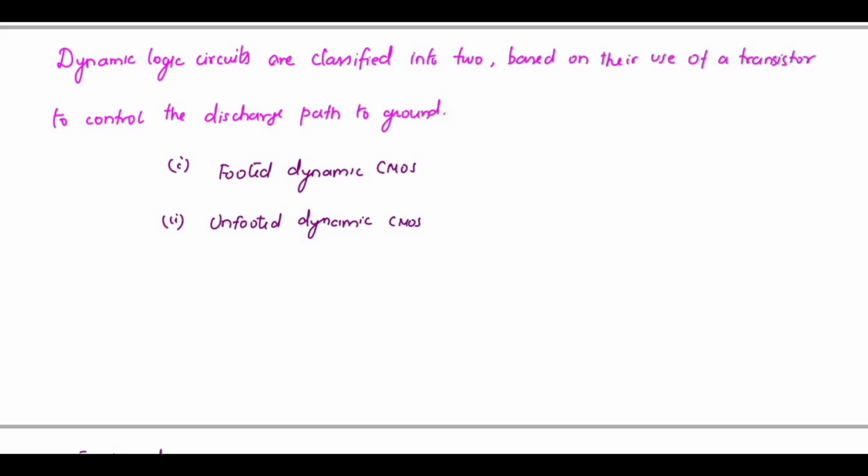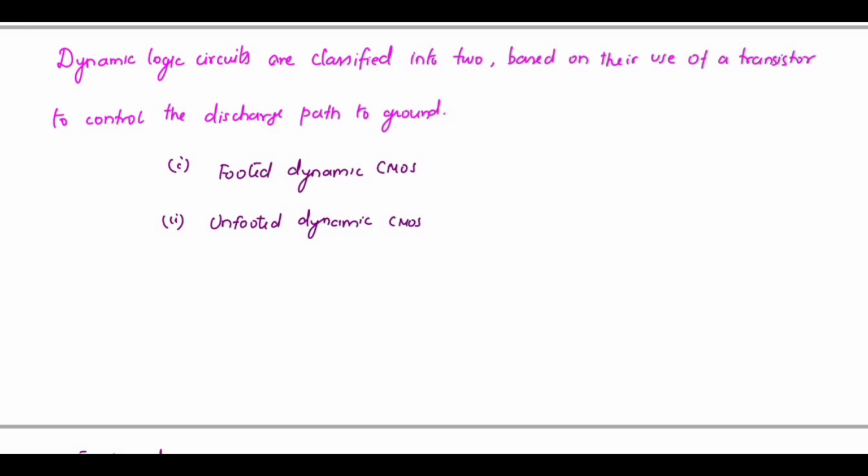In this video, we are going to discuss types of dynamic CMOS logic circuits. The dynamic CMOS logic circuits are classified into two types based on the use of the transistor to control the discharge path to ground. The first one is footed dynamic CMOS logic and the second is unfooted dynamic CMOS logic.